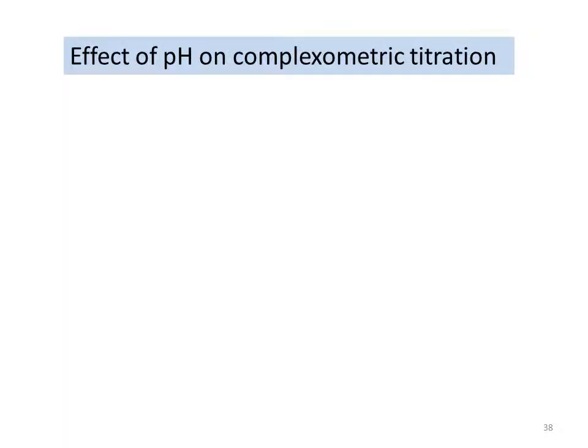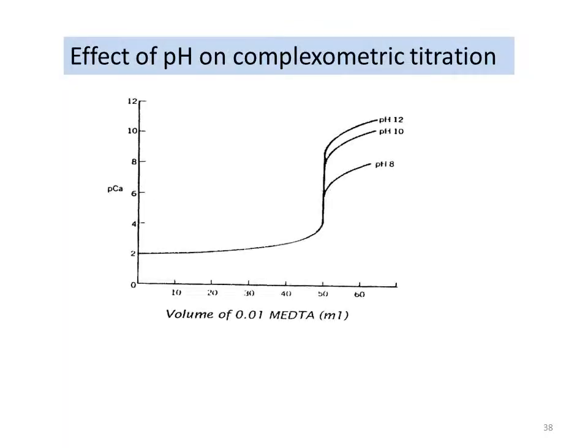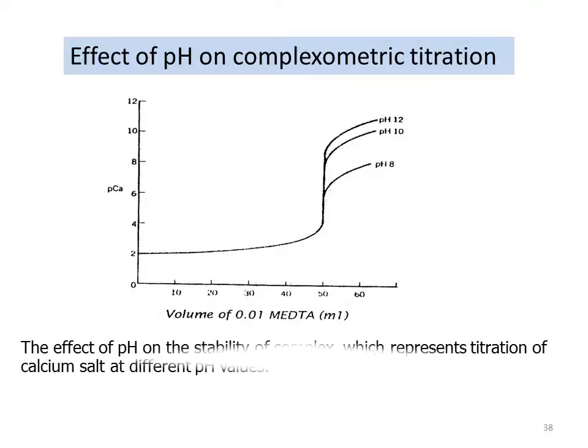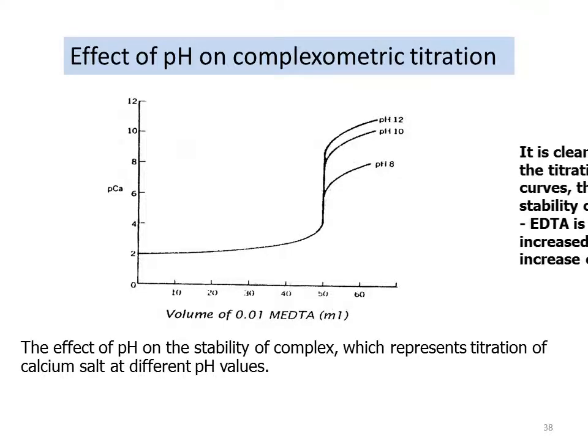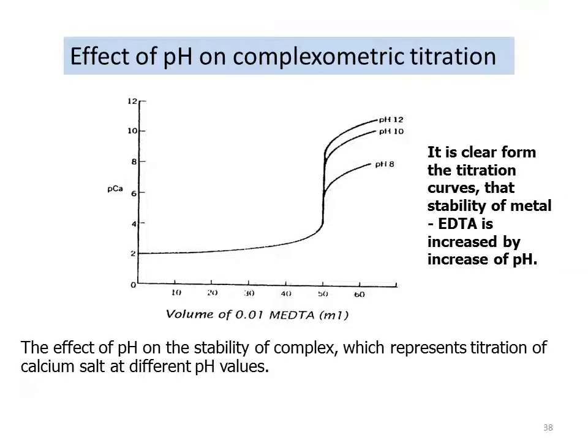The effect of pH on the complexometric titration. Again, a titration curve here is illustrated. The effect of pH on the stability of complex, which represents titration of calcium salts at different pH values. It is clear from the titration curve that the stability of the metal EDTA complex is increased by increasing the pH.